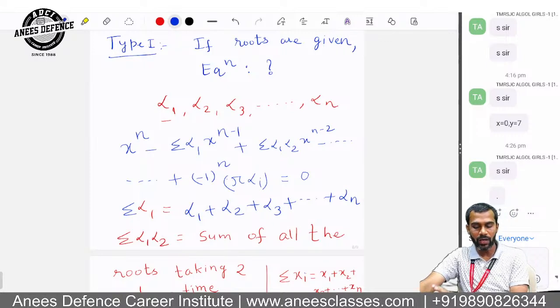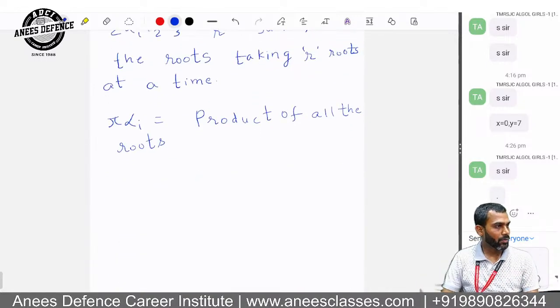Yes or no? At the end, you will get the product of all the roots. Yes or no? How many terms would be there? N plus 1 maximum. Yes or no? Okay. Shall we take one example?